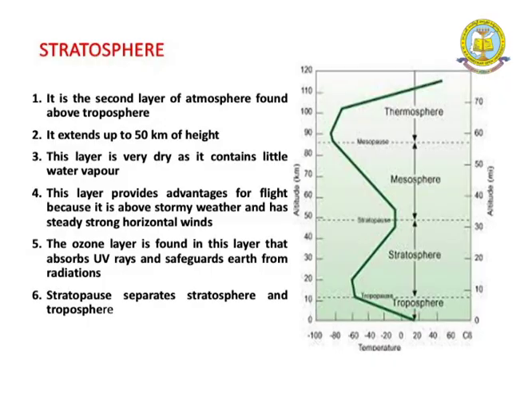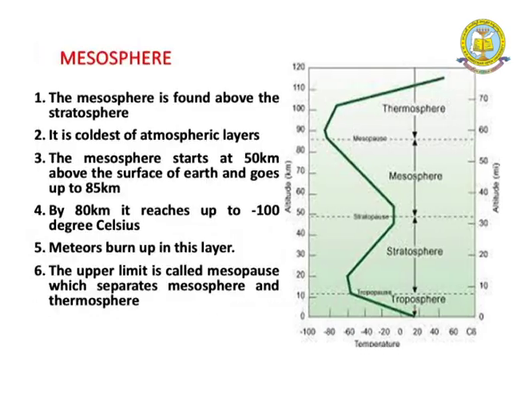Another important characteristic feature of the stratosphere is the presence of the ozone layer. We all know that the ozone layer protects us from the harmful ultraviolet radiation which comes from the sun. The ozone layer is present at an altitude of 10 kilometers to 30 kilometers, and this layer protects us from harmful rays. The stratopause separates the stratosphere from the mesosphere. Now, going ahead to the layer of mesosphere.